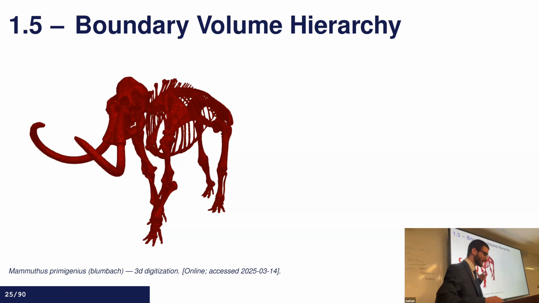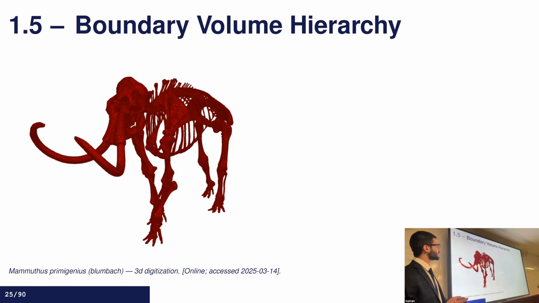This is an implementation to accelerate Muller-Trumbore intersection. So that algorithm we just looked at, if we want to intersect a ray with this woolly mammoth, for example, and determine whether or not it's blocked by this structure, we have to check every single triangle on this surface, and that can take a lot of time, particularly for large meshes. This is 100,000 triangles.